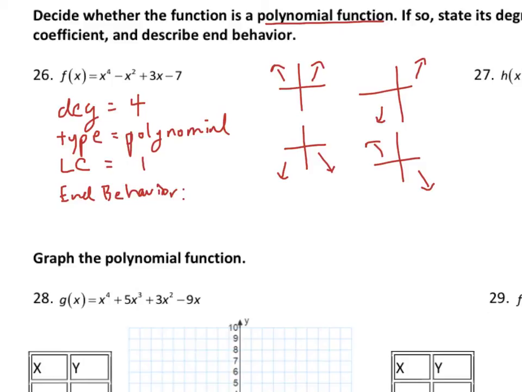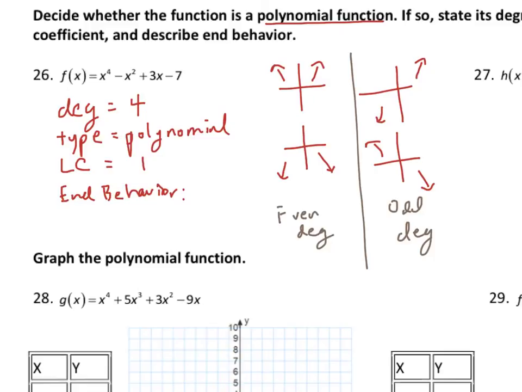So the end behavior of this function is totally determined by the leading term, okay? So you ask yourself, is the degree even or odd? Okay? So the degree is even. When I say even degree, it's going to be one of these two things. Okay, so this is even degree. And these are odd degree. So if they're odd degree, you're going to go up one side, down the other. If they're even degree, they're going to go both up or both down.